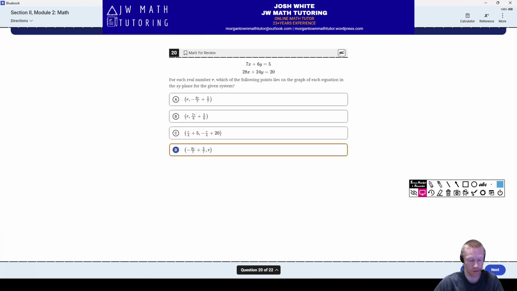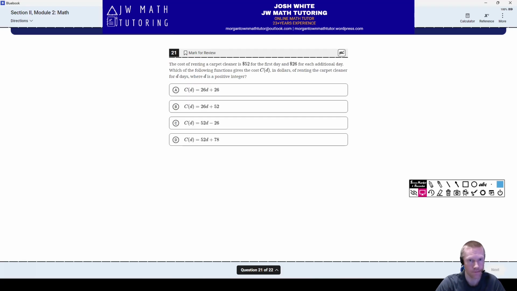I would only recommend solving those problems using this method in Desmos. I wouldn't even waste time on the other methods personally. But if you want to, whatever, you can go look up the College Board explanation and just see how they did it. All right, next up, number 21.